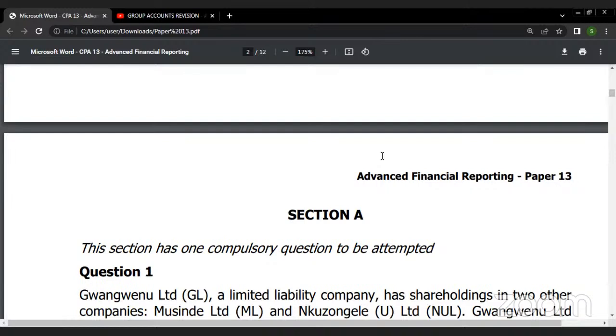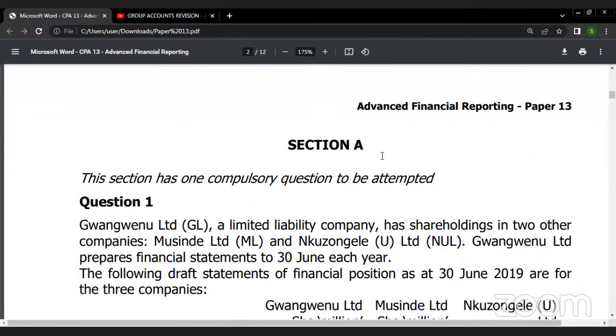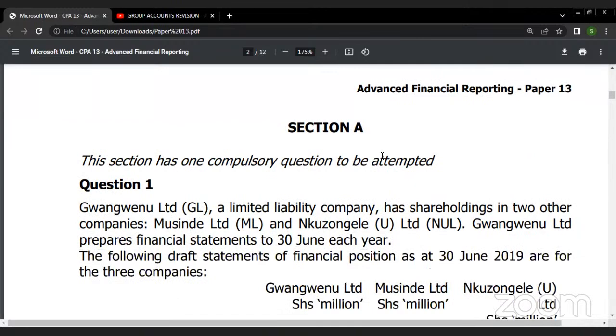You will be given financial statements for different companies, and you will be required either to come up with a consolidated statement of financial position, or a consolidated statement of profit or loss and other comprehensive income, or it can be a statement of cash flows for the group. So here, looking at question 1 of March 2022, it's likely to be a statement of financial position, because we have given you the draft statement of financial position for the 3 companies, as we can see.